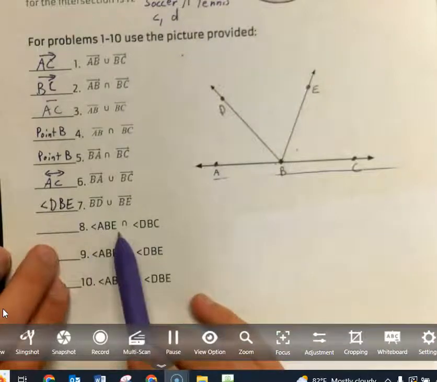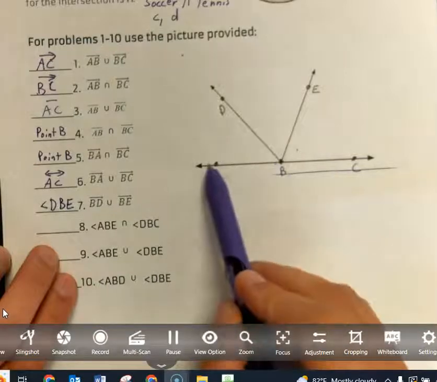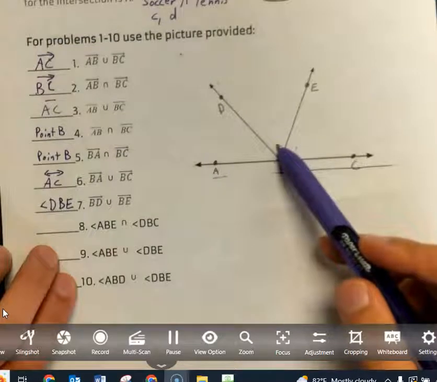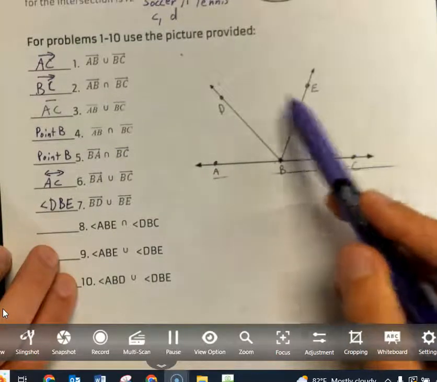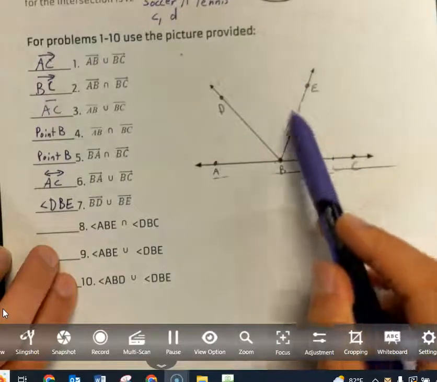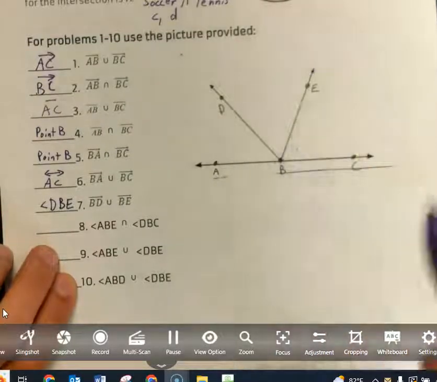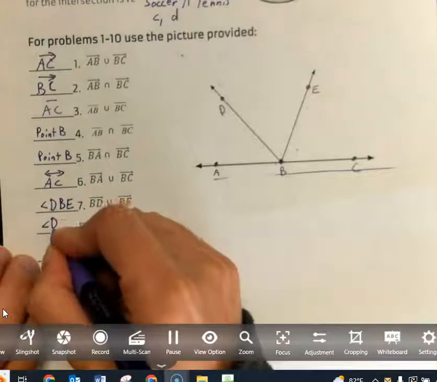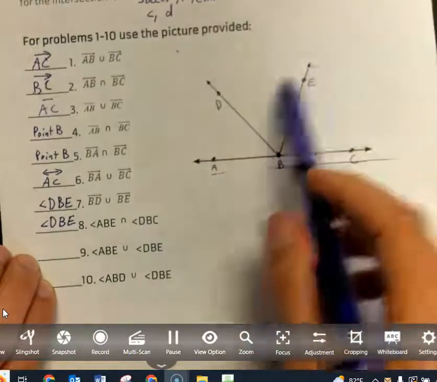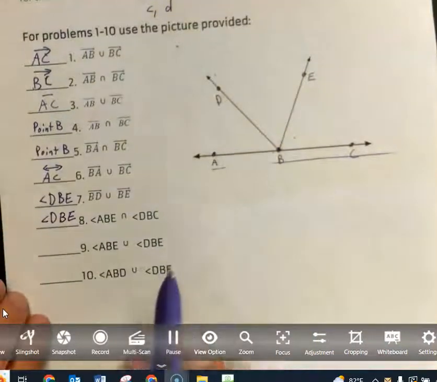All right, now intersection of angle ABE, so this whole thing, with DBC, that whole thing. Well, what do they both have? They both have this thing in the middle, that angle right here. So that is angle DBE. We started with this whole thing, then we had this whole thing. Oh, they both have this piece of that pie, that angle.